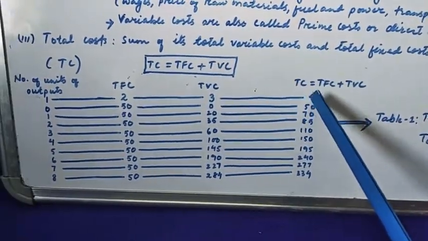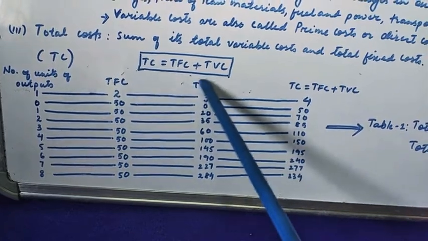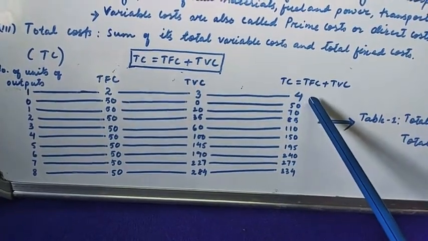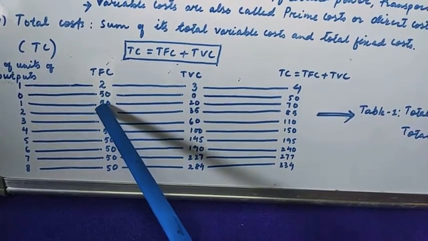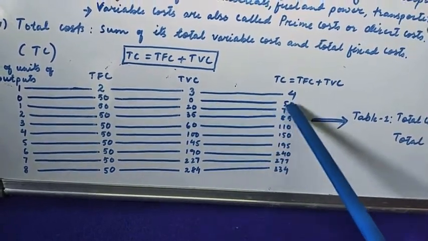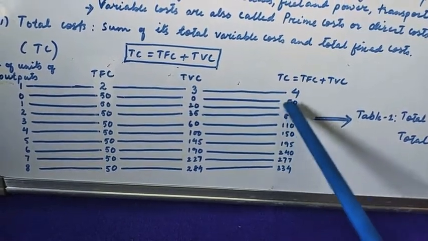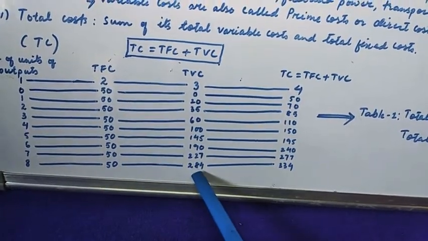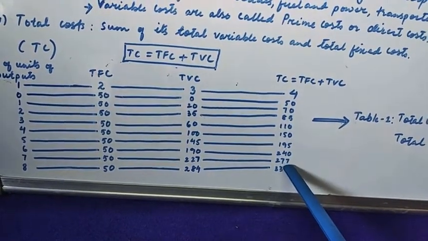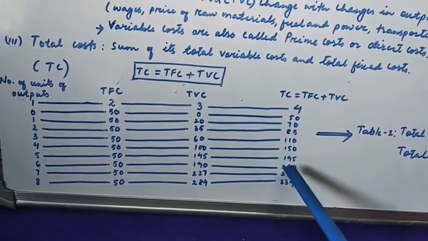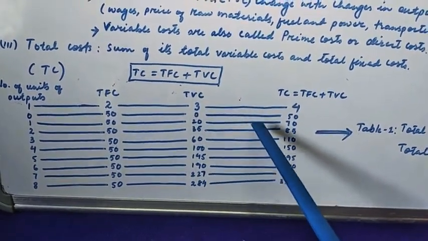And total cost is nothing but when we add up this total fixed cost and total variable cost, what we get is total cost. So we add 50 plus 20, what we get is 70, and then 50 plus 35, what we get is 85, and 50 plus 284 is 334. So that is total cost when we add up both total fixed cost and total variable cost.